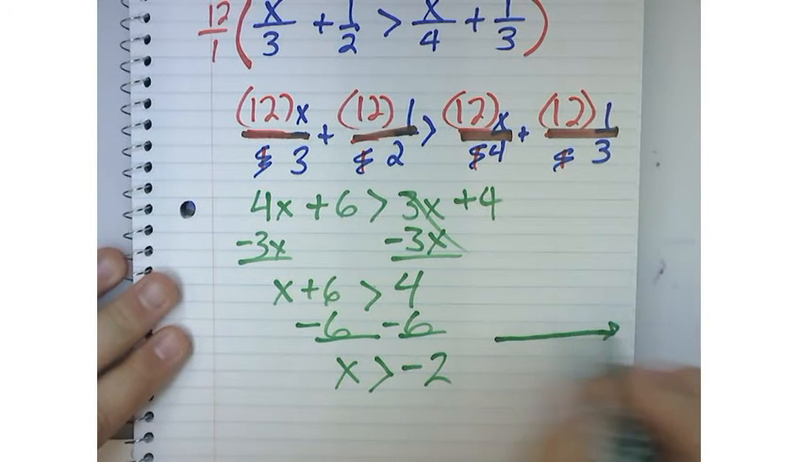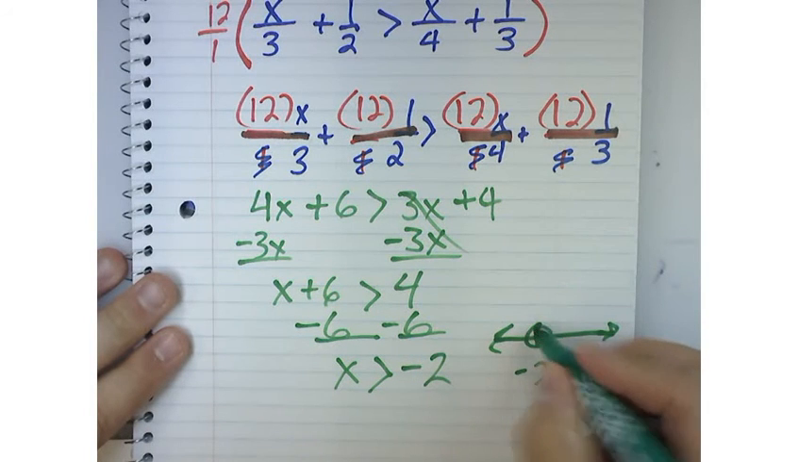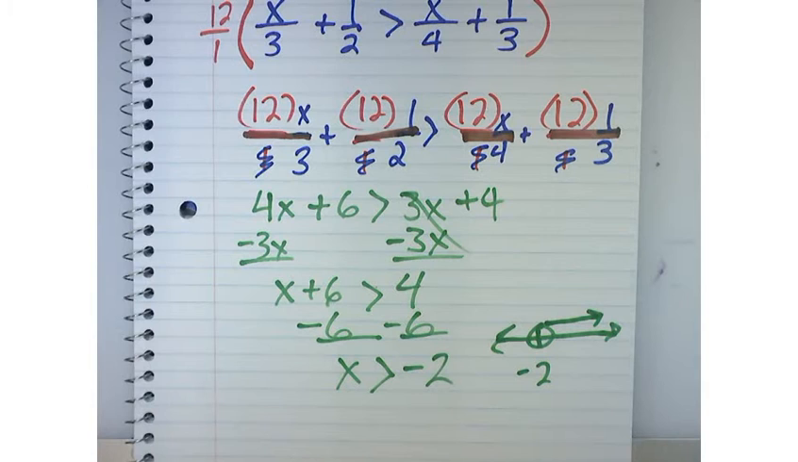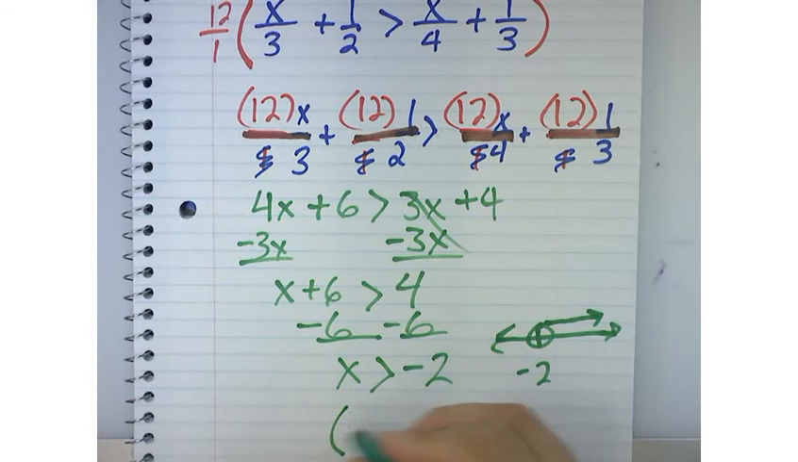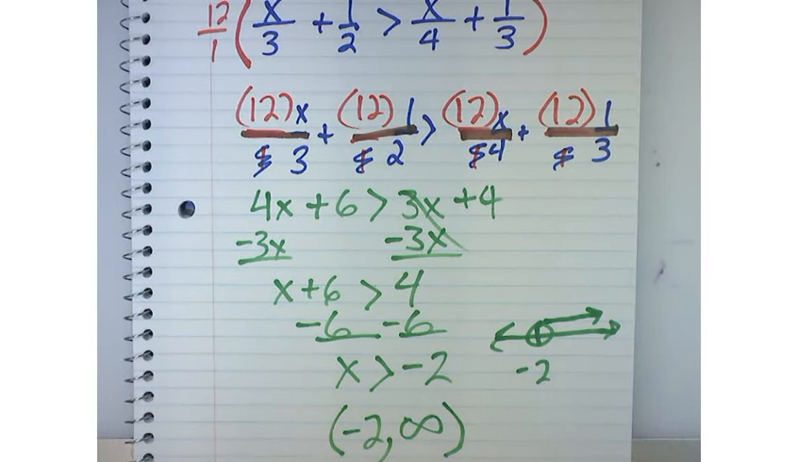So what I want you to remember is what we're really talking about is a solution set for any number greater than -2. Now you could write it this way on a number line, or you could write it as -2, comma, how far does that go out? To infinity. Okay? Any questions? Good, good, good.